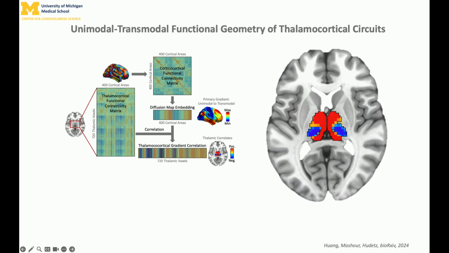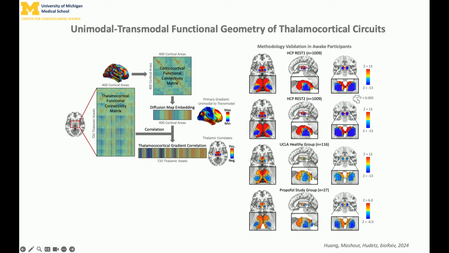We crafted a method to pinpoint the unimodal transmodal functional geometry of the thalamocortical circuits, aligning it with the unimodal transmodal functional axis of the cortex. In this way, the thalamic regions show distinct preference in their connection to the cortex. So here, the red orange thalamic areas indicate a stronger functional connection with transmodal cortical regions than with the unimodal cortical areas, suggesting a transmodal dominant pattern. And conversely, the blue areas display a dominance towards unimodal connections.